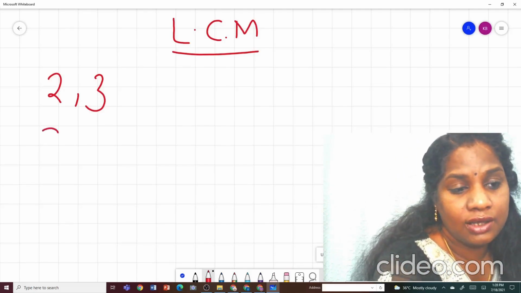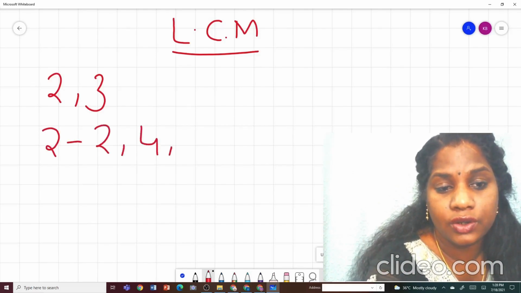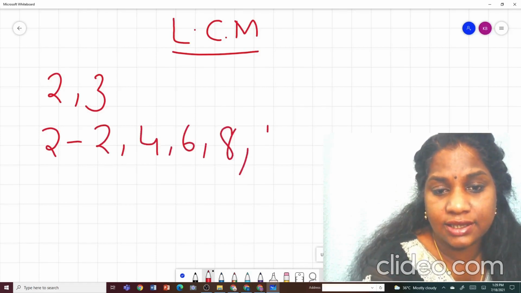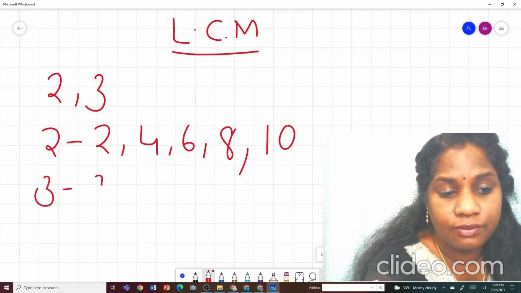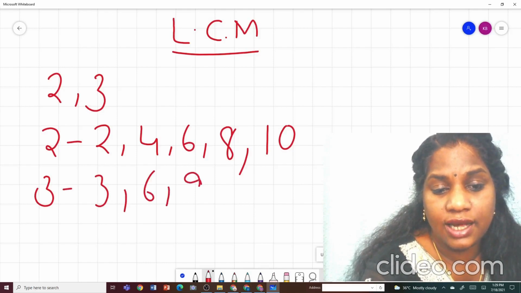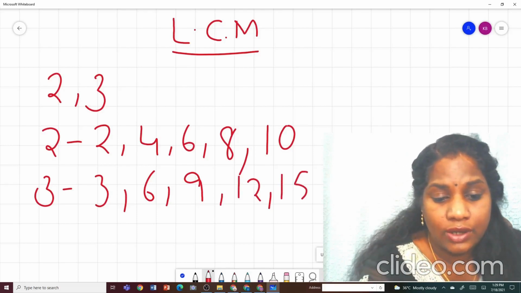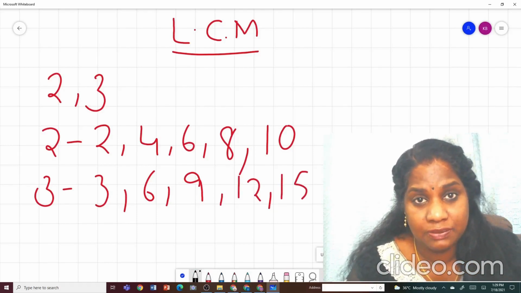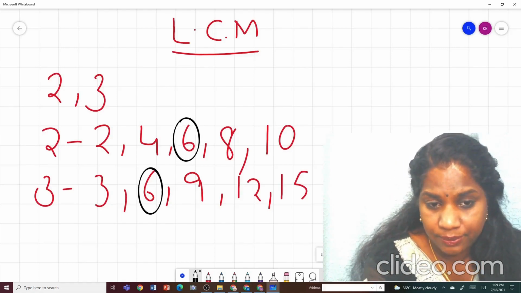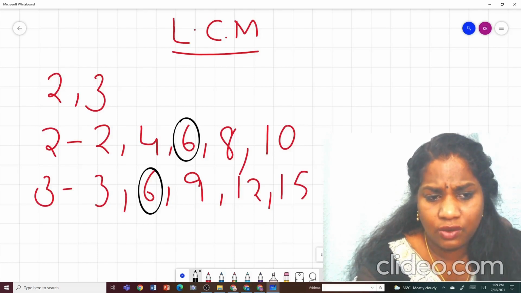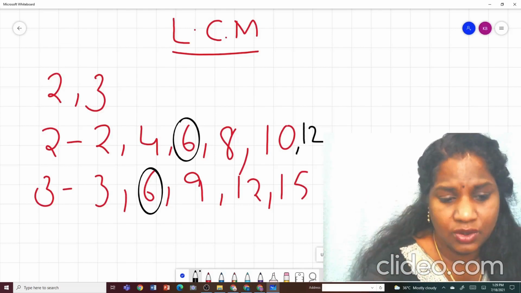right? So what are the multiples of 2? 2, 4, 6, 8, 10 and it will go on. What are the multiples of 3? 3, 6, 9, 12, 15 and it will also go on. Now let us find the common multiples of these two numbers. 6 is here, 6 is here. Any other number? Going forward even 12 will be common, isn't it? So let us just say 12 is also common, for the time being.